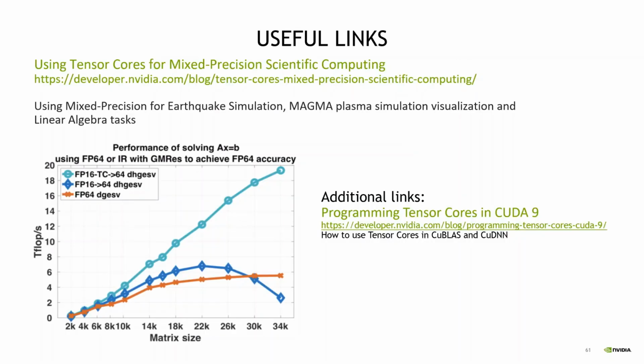TensorCores can be used for scientific computing in scientific applications as well. Here we have a link to a successful case where researchers used a combination of FP16, FP32 and FP64 to achieve a great performance increase in the task of earthquake simulation. They used a mixed precision approach to achieve a great speed increase with the same accuracy. On the right side we have an additional link with a guide and example of how to program TensorCores in CUDA 9.